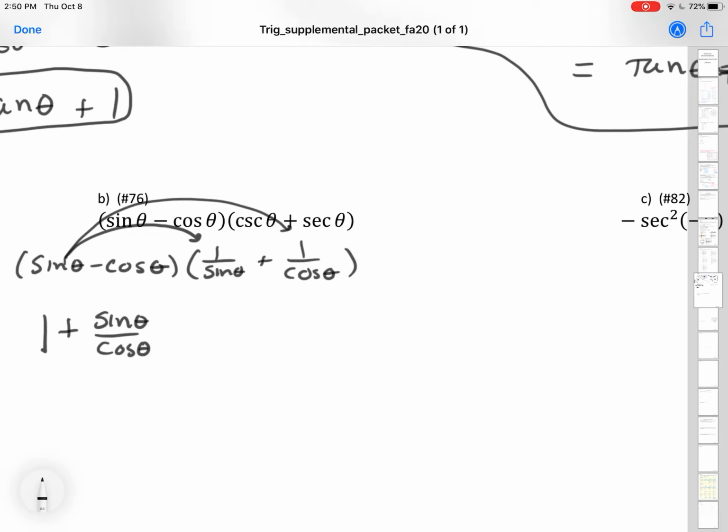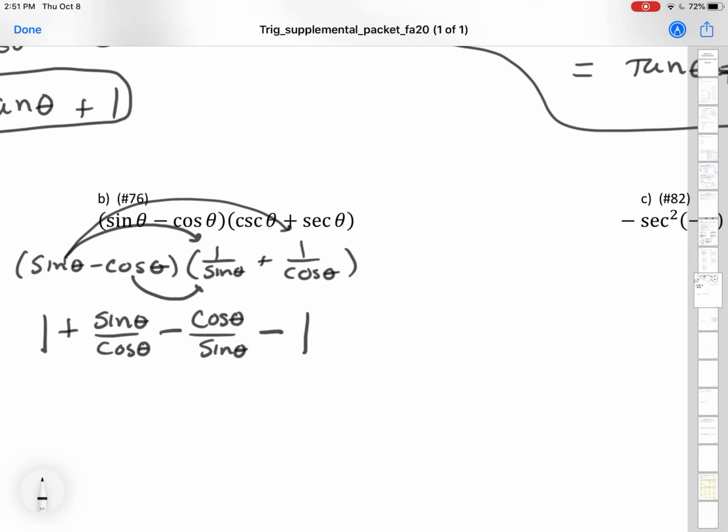Now we're going to distribute through the negative cosine. So now I'm going to get negative cosine theta over sine theta as I go from here to here. And I am going to get a minus cosine theta times 1 plus cosine theta. Well, that's just a 1.